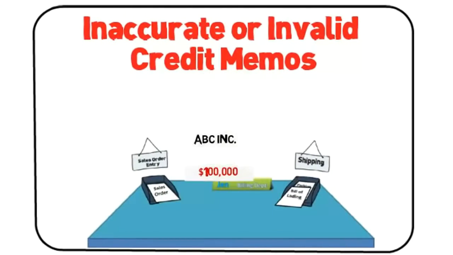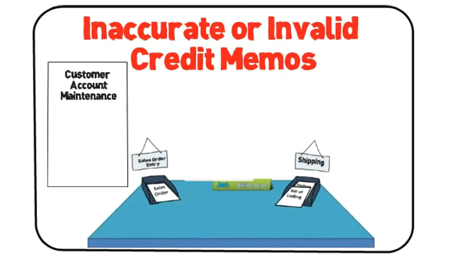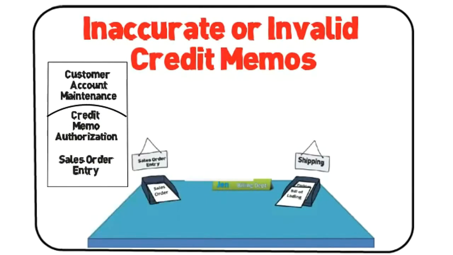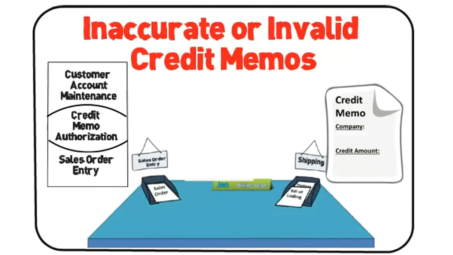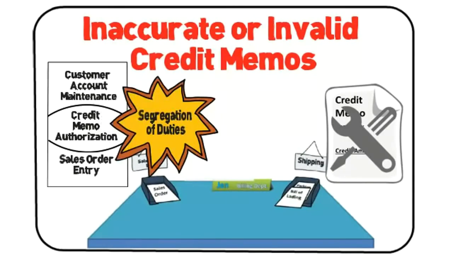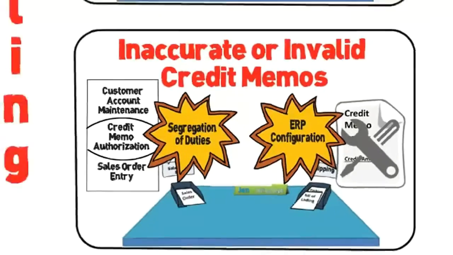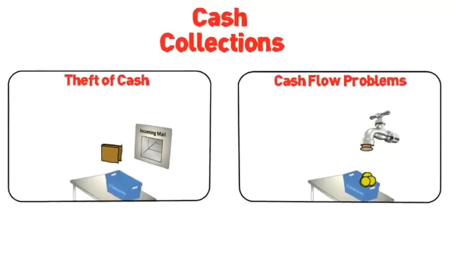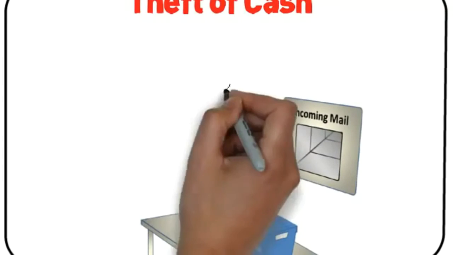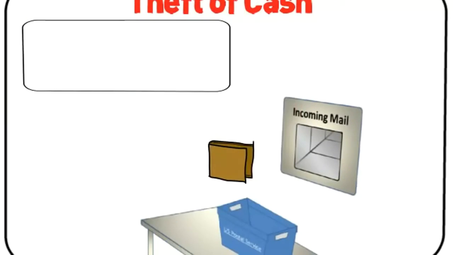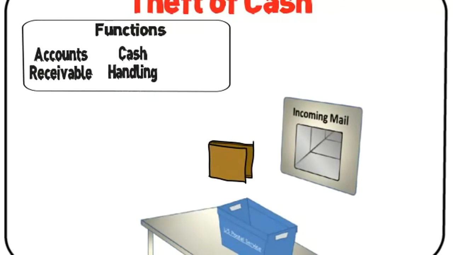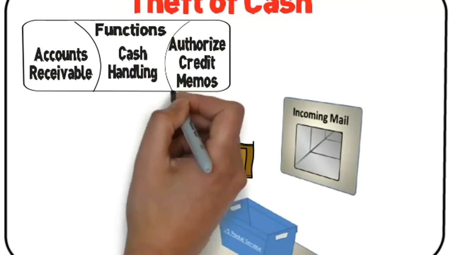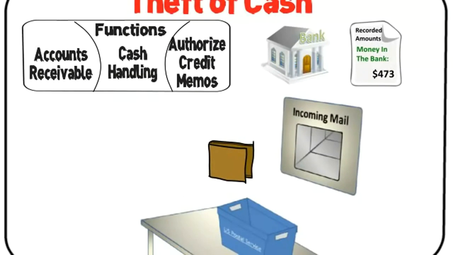For inaccurate or invalid credit memos, we can separate credit memo authorization from sales order entry and customer account maintenance. We can also configure our system to block any credit memos that don't have the corresponding documentation, so we can use segregation of duties and correctly configure our ERP system. For cash collections, we can separate our cash handling functions from our accounts receivable and our authorization of credit memos. We can also reconcile what's in the bank with what we have on record.